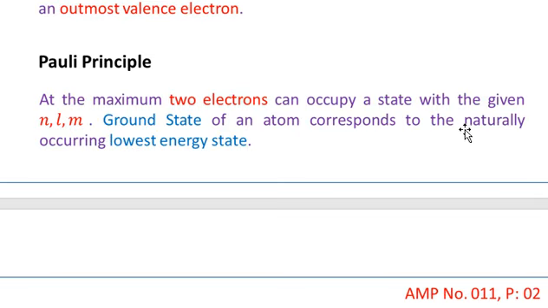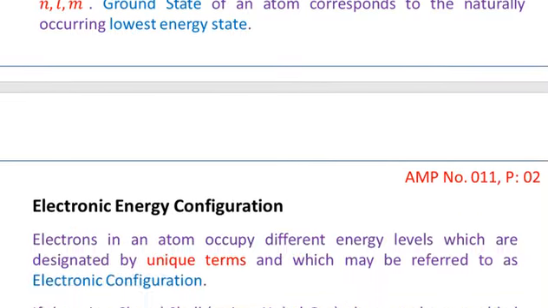The ground state of an atom corresponds to the naturally occurring lowest energy state. So when we say that the atom is in the ground state, it means that the atom is in its lowest energy state. The ground state is usually regarded as the state with the lowest energy of the atom.